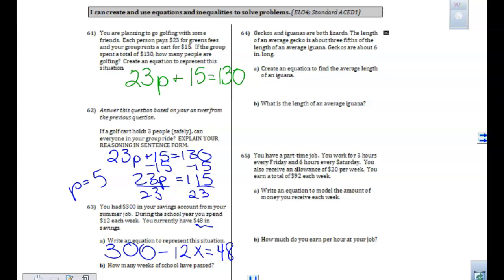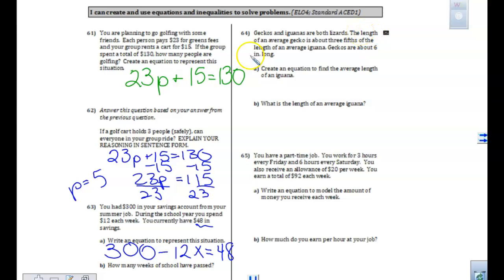As we are looking at 64, some people are trying to make this such a harder problem. This is going back to the very beginning of the year, writing really super simple equations, okay? Really basic, like probably what you did last year in pre-algebra. Very basic equations, okay? So we're looking at 64, and it says a gecko and iguanas are both lizards.